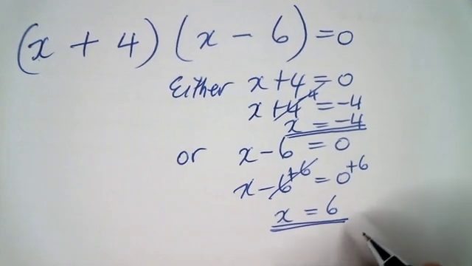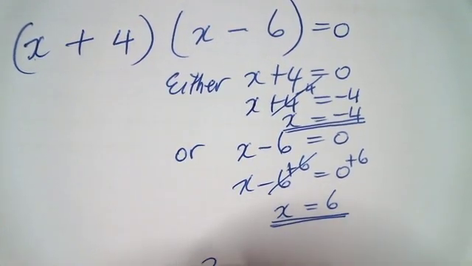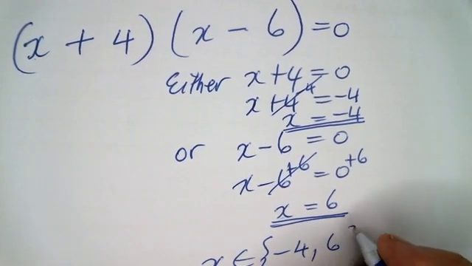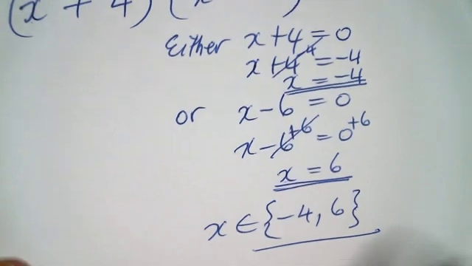You could leave it like that, or you could say x is an element of, and again, I'm going to write it in set builder notation in ascending order, that is smallest or the lowest number to the biggest number, -4, 6. And there is my solution.